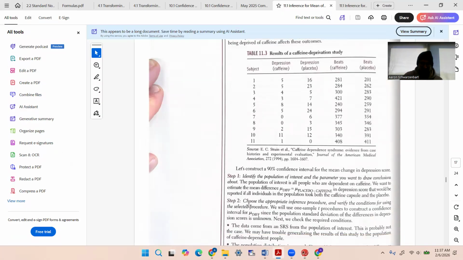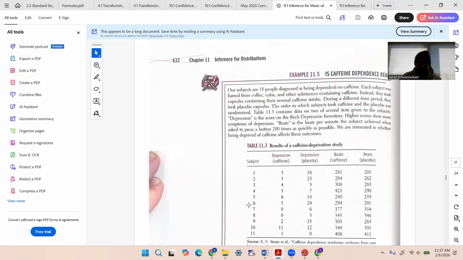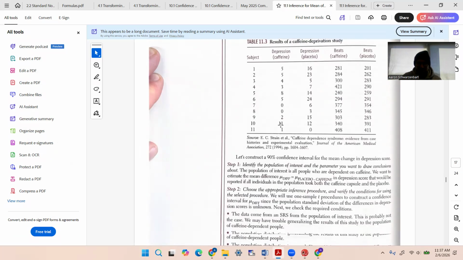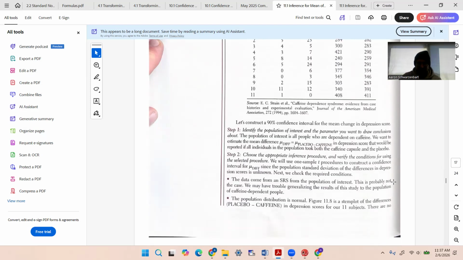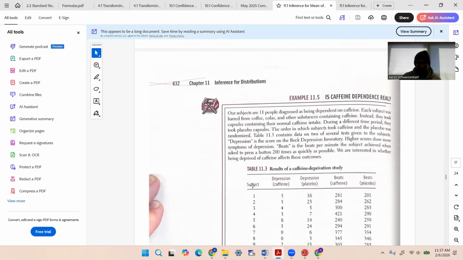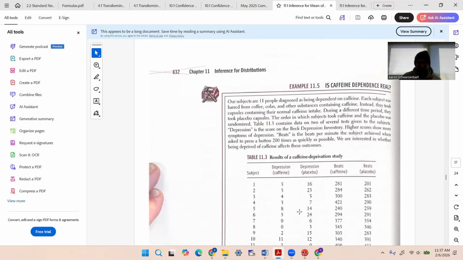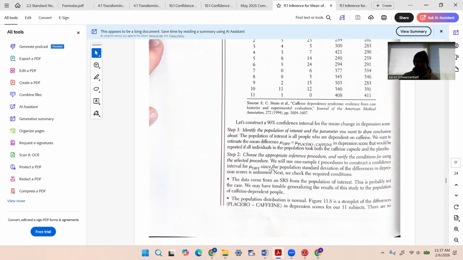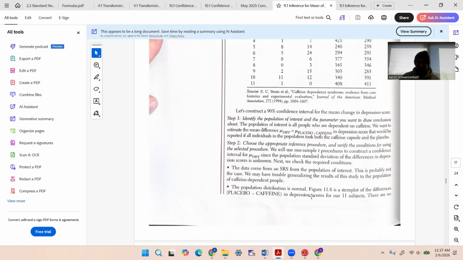So to test for this, we have a randomized matched pairs design. We're going to assume it's randomized, I guess it doesn't specify. Data comes from, this is probably not the case, we may have trouble generalizing this to the population of caffeine-dependent people. Usually you can't get randomized people. If they did randomize which order they took which pill, you might be able to have more generalization. But with experiments, it is hard to get true SRSs. This might be a little bit of trouble, but we're going to keep going anyways.